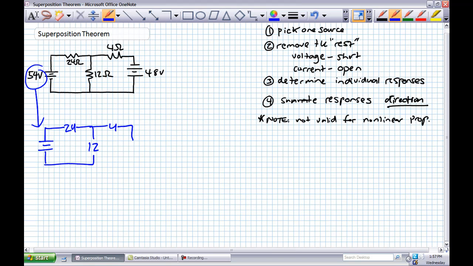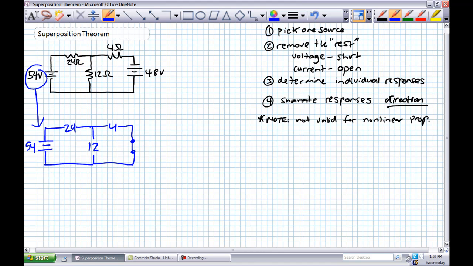What do we replace the 48-volt source with? A short circuit, because it's a voltage source. Now, from the perspective of the 54-volt source, our end state is to figure out the current and the power for the 12-ohm resistor for a 2-source network of 54 volts and 48 volts, okay? So we're going to try to figure out what the induced current is through the 12-ohm resistor.